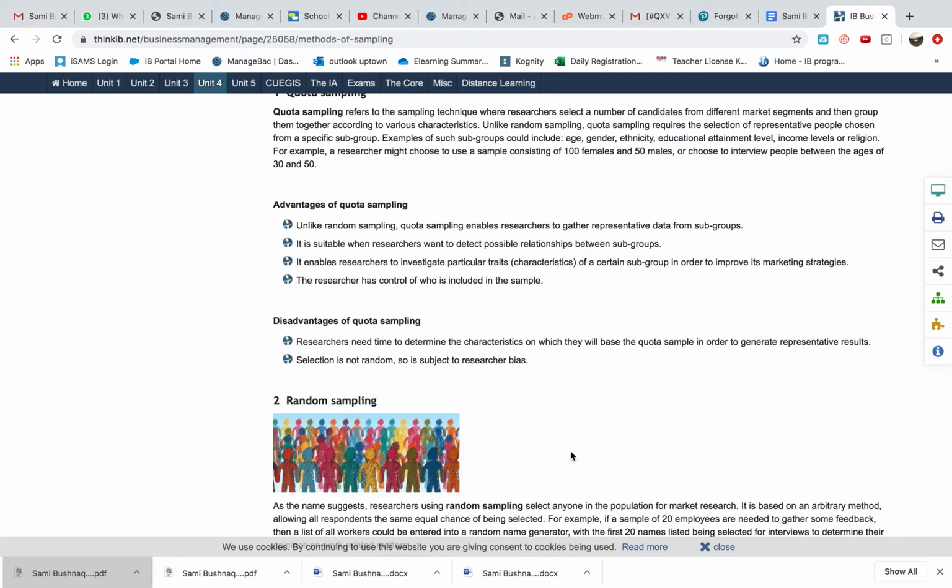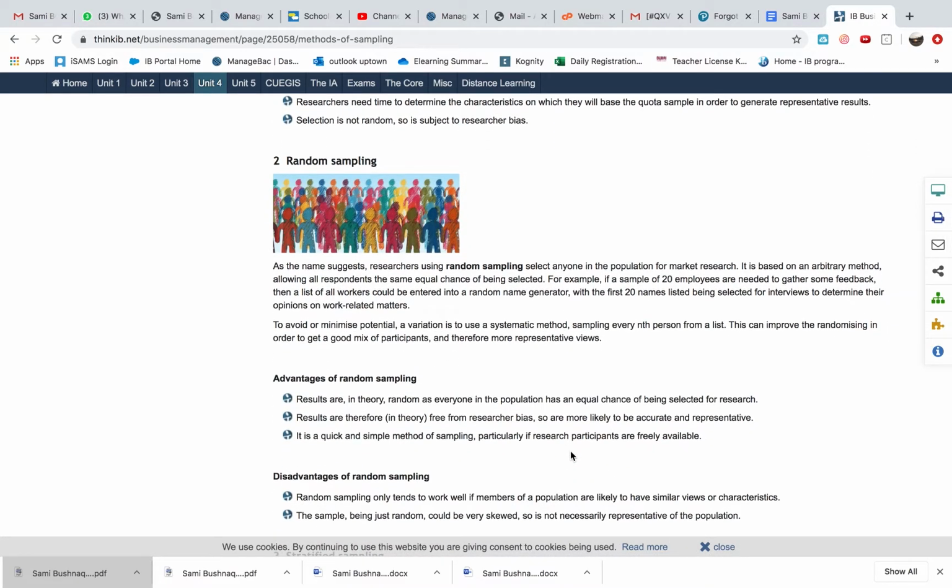Disadvantages are that the researcher needs a lot of time to figure out the characteristics they're looking for, and the selection is not random, so the subject to researcher has bias. So they might only look at certain groups because they think they're more important than others, and they're not getting everything. So random sampling is exactly how it sounds.